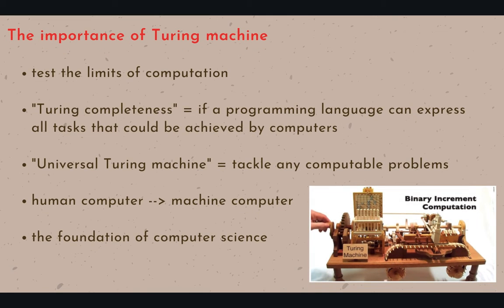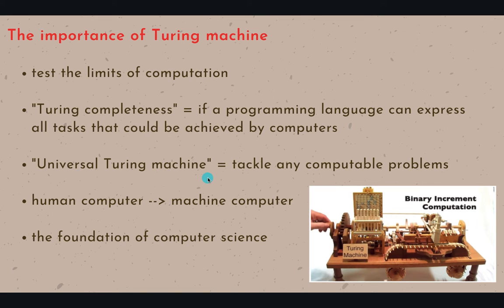In the final part of my presentation, let's look at the importance of Turing Machine on today's world. It helps numerous later computer scientists to test the limits of computation. The term Turing completeness describes if a programming language can express all tasks that could be achieved by computers. In other words, that's the highest level for the success of programming.